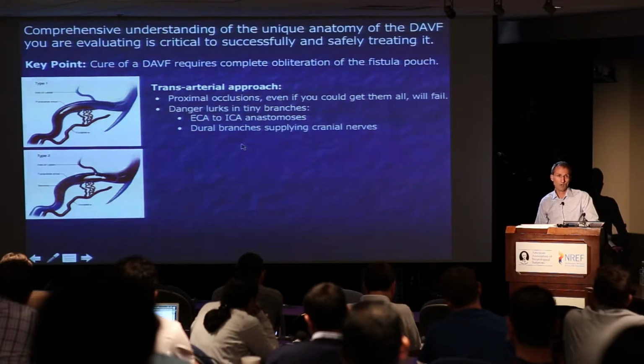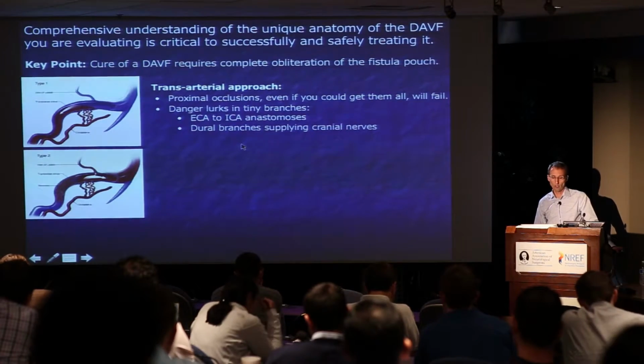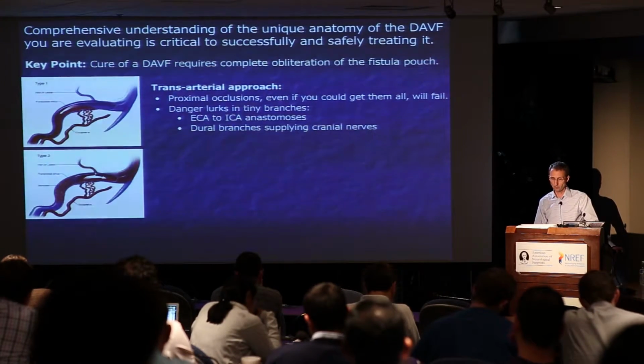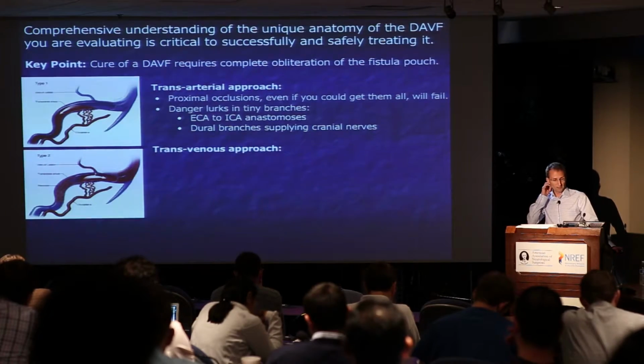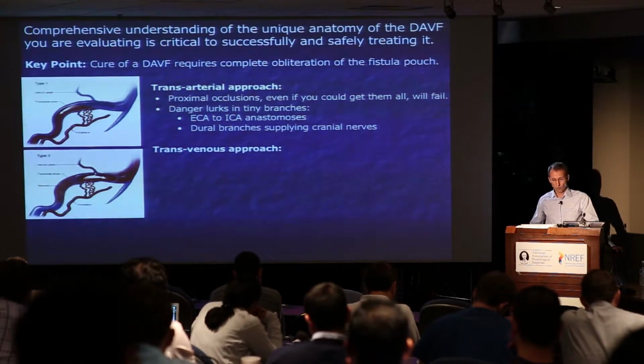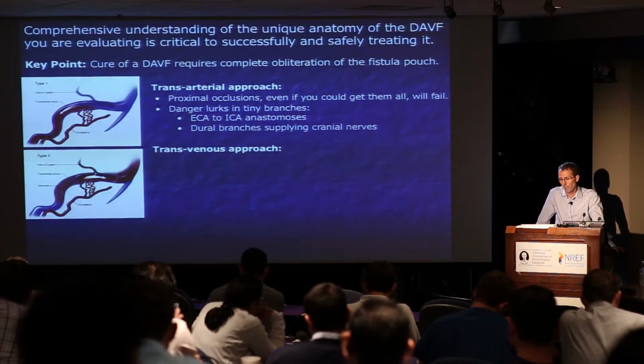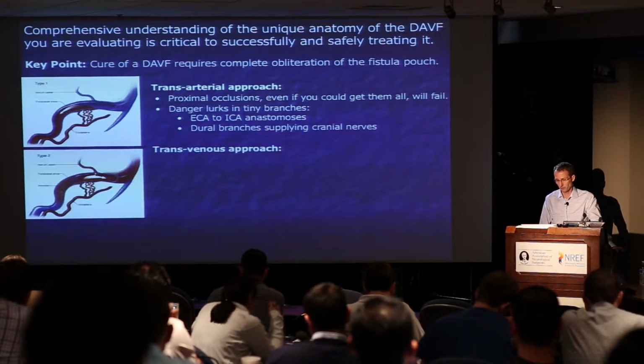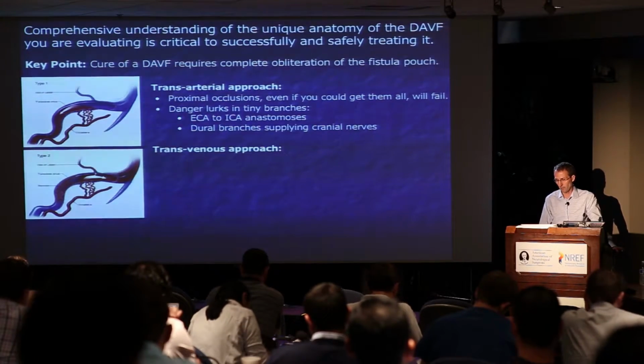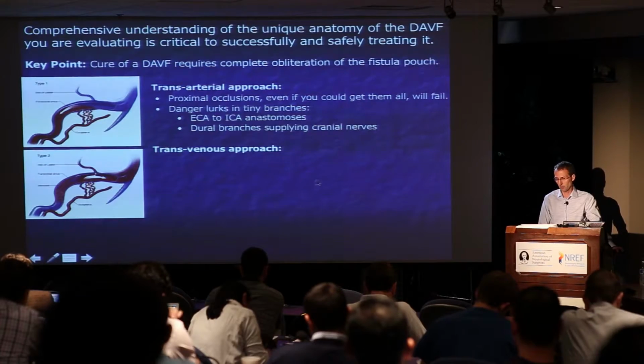But with agents like Onyx that can penetrate even these extremely small vasa vasorum supplying cranial nerves, we can do a lot of damage and not particularly be aware of it. So we need to know what arteries are safe and what arteries are going to be high risk for embolizing fistulas. From a transvenous approach, and I trained at UCSF where the team was one of the teams that pioneered early transvenous approach to dural fistulas, and so I have a decent amount of experience in my fellowship training with this.